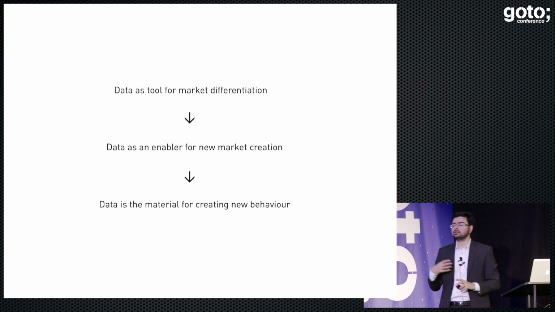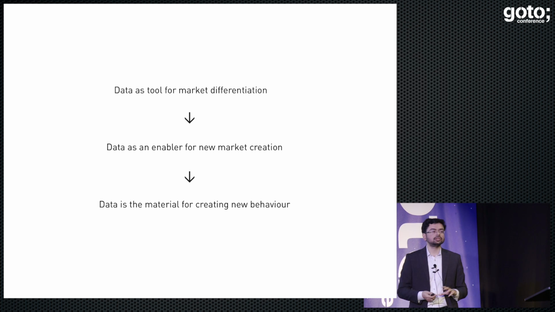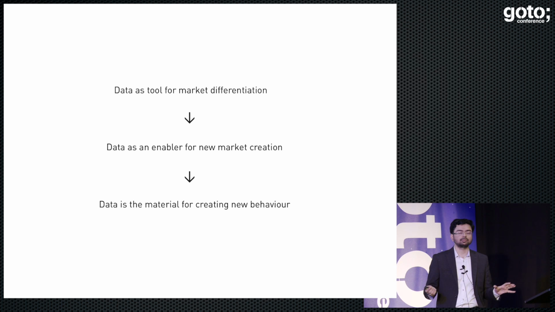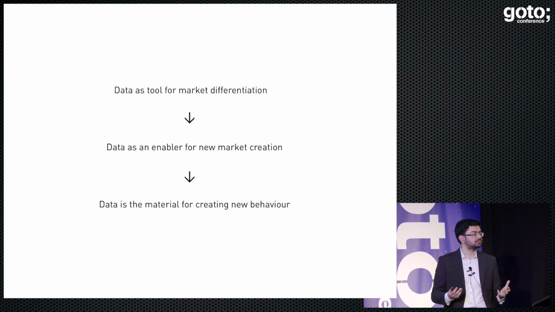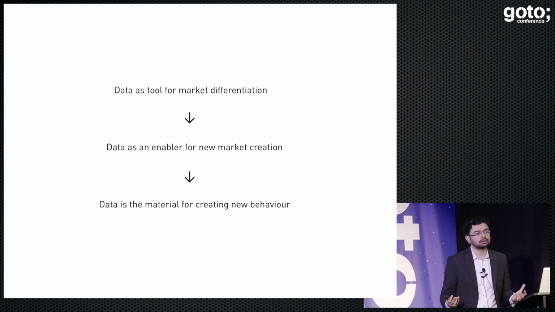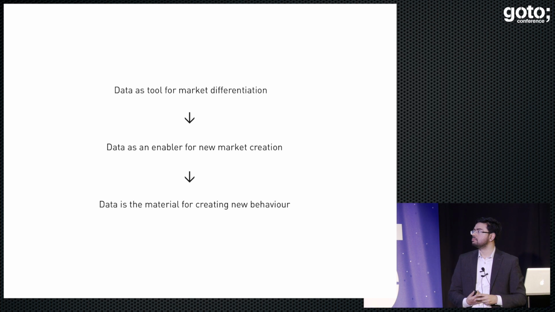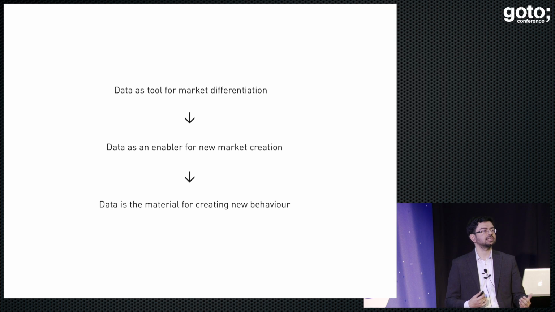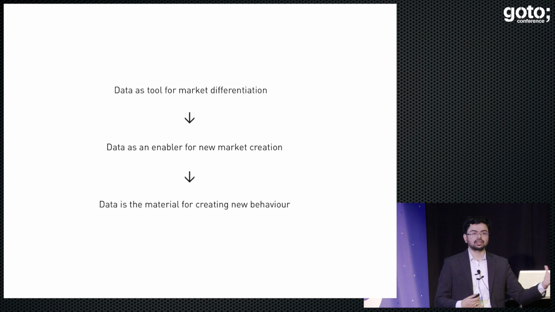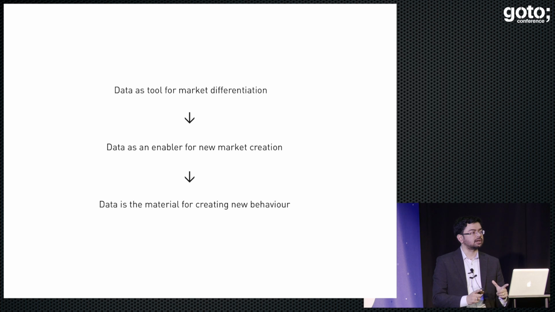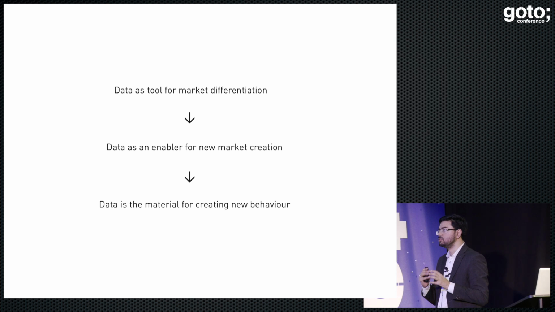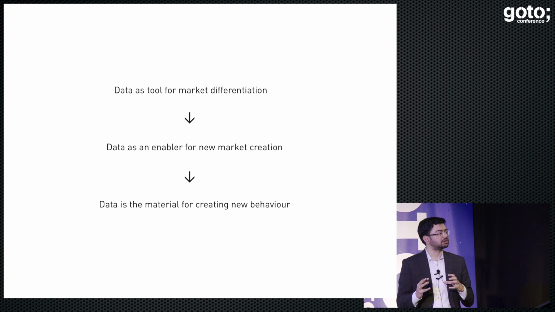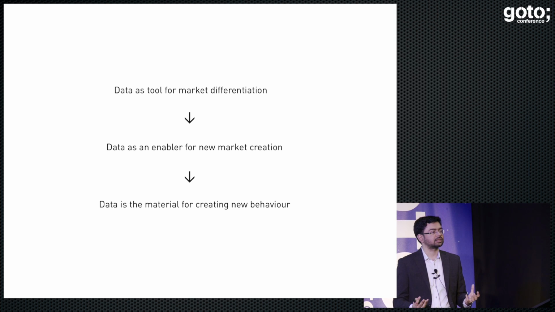And my personal take on this is that you could, and people are doing this in very large amounts, take data as a tool for market differentiation. That's what almost every company is trying to do, right? But data can also be an enabler for new market creation, which is also an interesting fact, and there are some disruptions happening in that space. Markets that didn't exist suddenly start getting formed, and then you start playing in that game. But the most important thing, I think, personally, is if you use data as a material for creating new types of behavior, then you create everything else around it automatically.